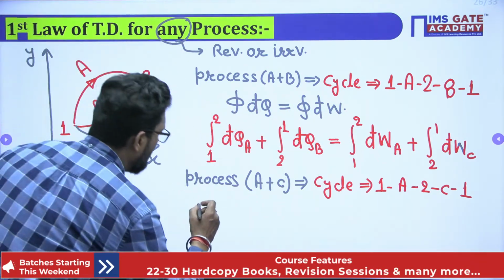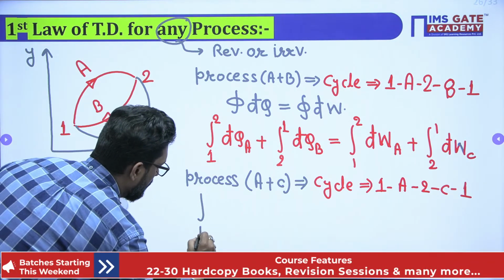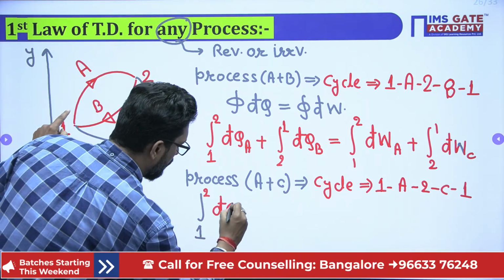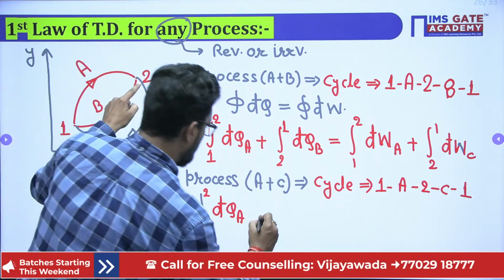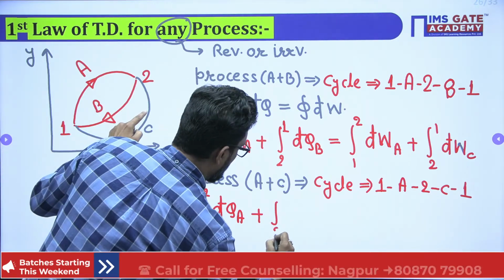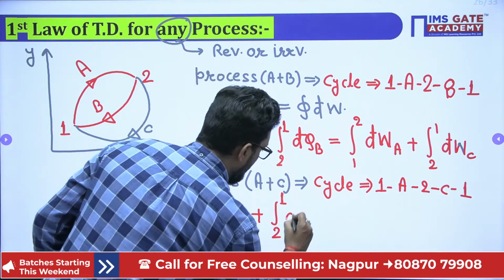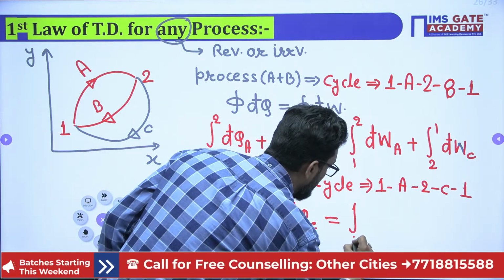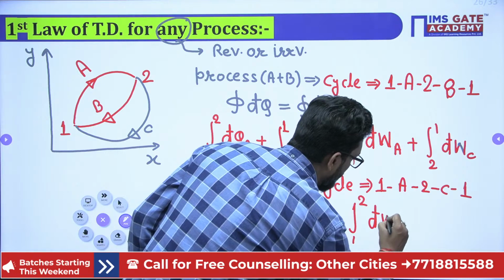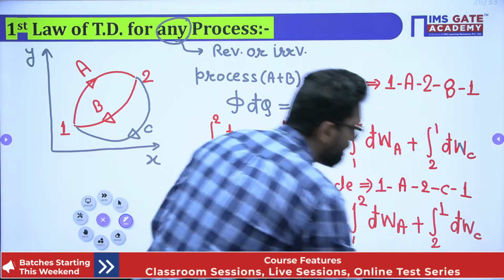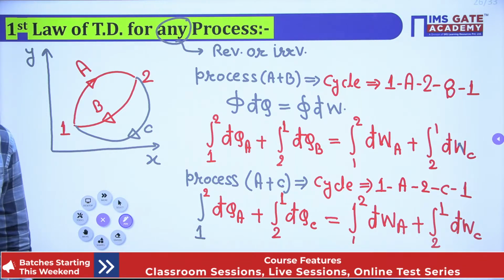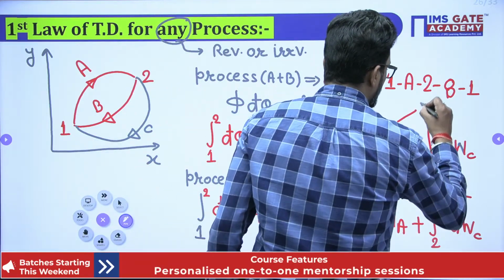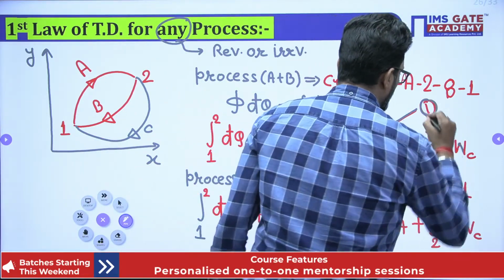So for that cycle, the integral from 1 to 2 of dq via path A plus the integral from 2 to 1 of dq via path C is equal to the integral from 1 to 2 of dw via path A plus the integral from 2 to 1 of dw via path C. Okay. Now, this is equation number first, and this is equation number second.